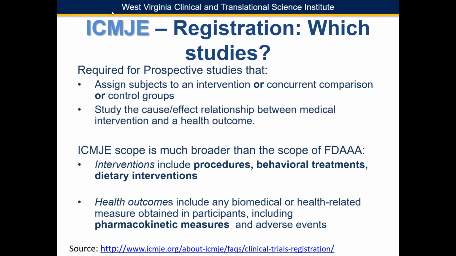So which studies need to be registered for journal publication? Required for prospective studies that assign subjects to an intervention or concurrent comparison or control groups, and study the cause-effect relationship between medical intervention and a health outcome.